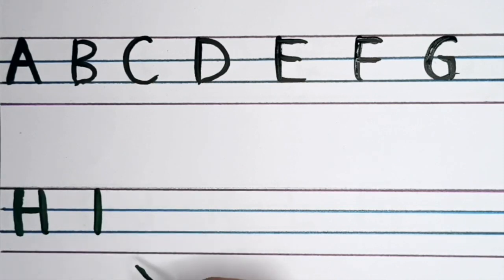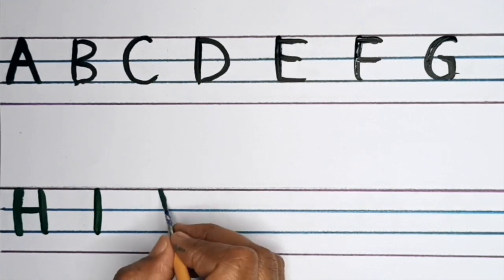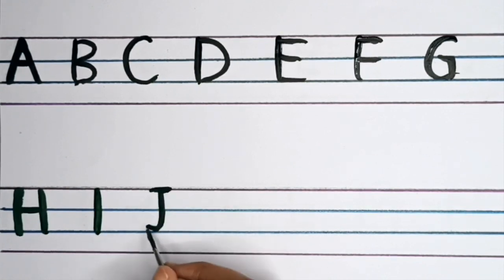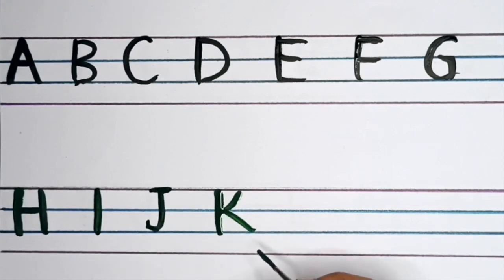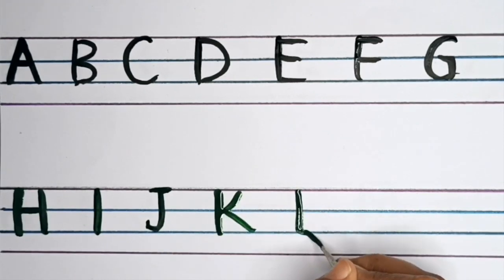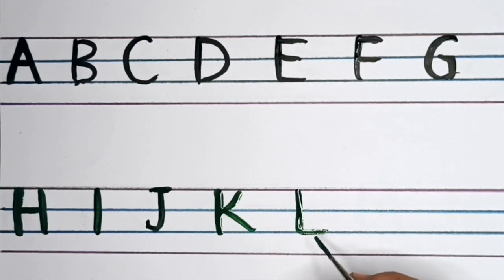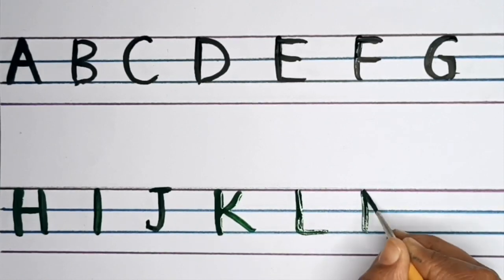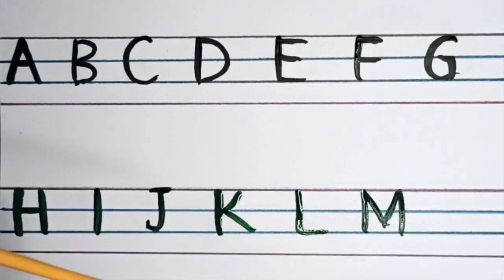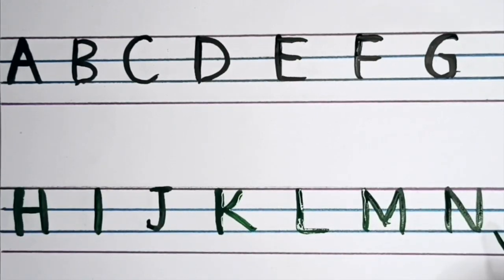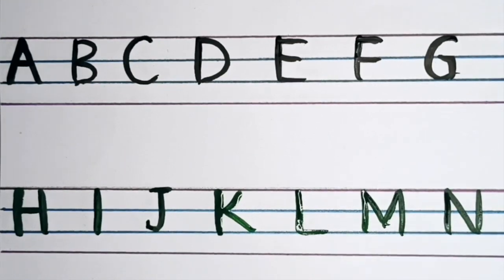I, I for ice cream. J, J for jug. K, K for kite. L, L for lion. M, M for monkey. N, N for nest. Thank you.